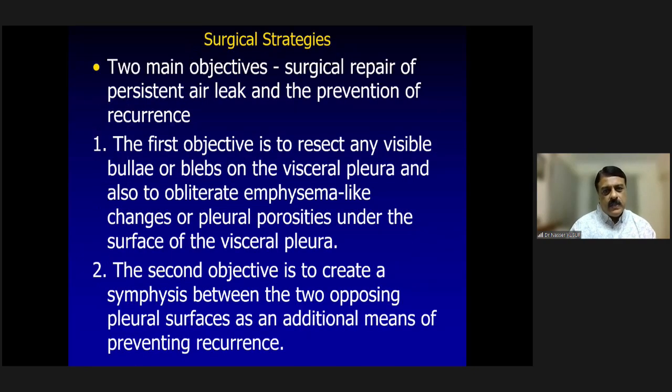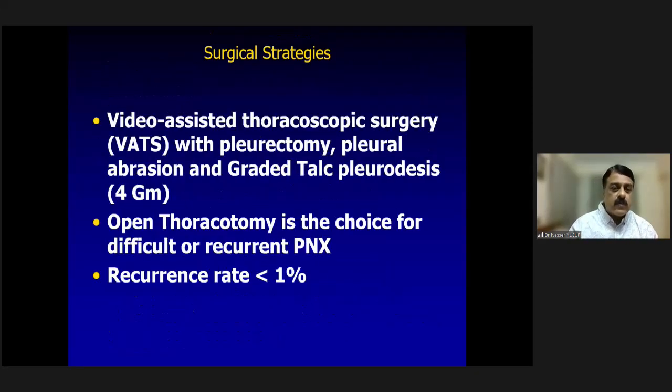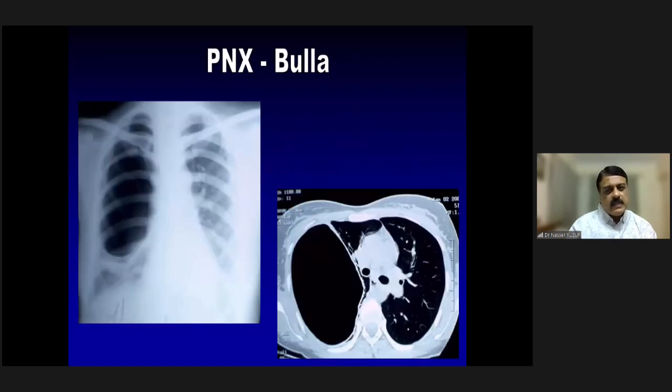And how do we deal with it? Surgical repair of the persistent air leak and the prevention of recurrence. That's very important. And how do we prevent recurrence? By doing a pleurectomy, and some surgeons follow it up with talc pleurodesis. It could be done through thoracotomy or through VATS. Recurrence rate is almost negligible.